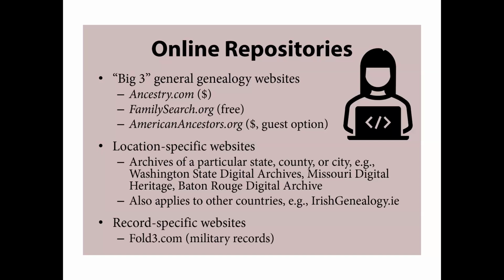Location-specific websites, archives in a particular state, county, or city, like, for instance, the Washington State Digital Archives, Missouri Digital Heritage, or Baton Rouge Digital Archives, or regional, state, county, or city archives that are online with resources you can search from home. And this also applies to other countries, such as irishgenealogy.ie. Record-specific websites, for instance, fold3.com is owned by Ancestry.com and is a great repository and where they're putting all their efforts to put the military records and many government-related records that originally had not been created in digital form yet on Ancestry.com.